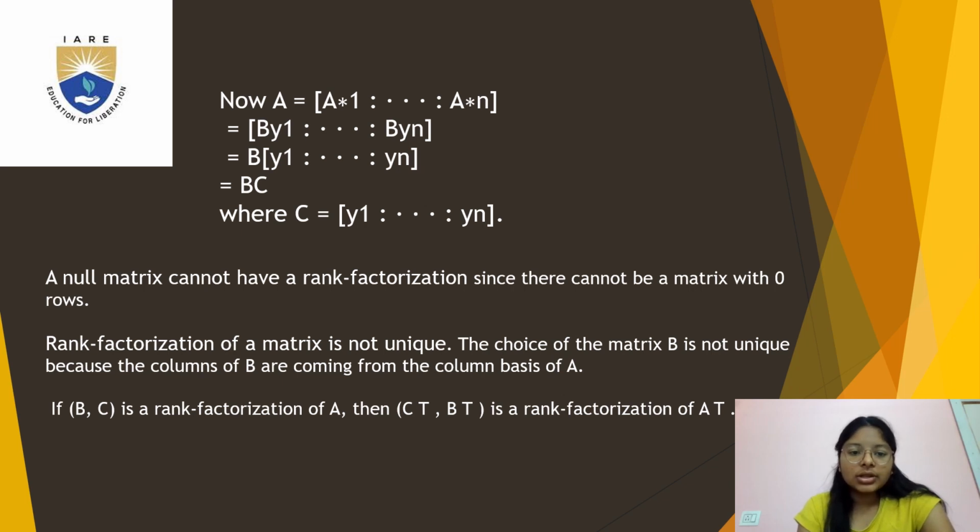A null matrix cannot have a rank factorization since there cannot be a matrix with 0 rows. Rank factorization of a matrix is not unique. The choice of the matrix B is not unique because the columns of B come from a column basis of A. If (B, C) is a rank factorization of A, then (C^T, B^T) is a rank factorization of A^T.